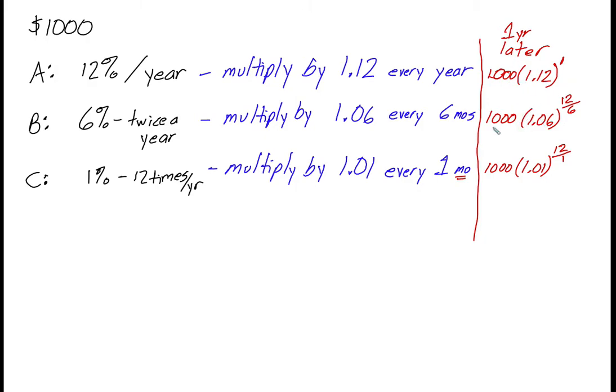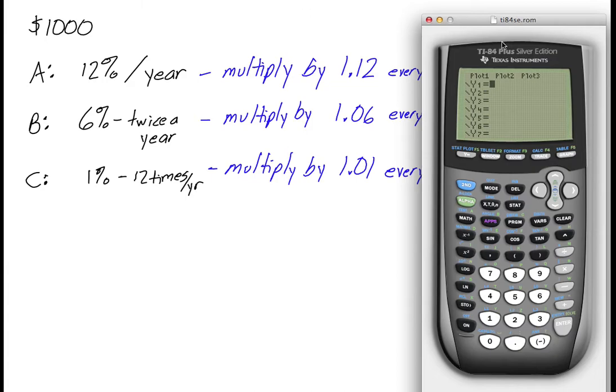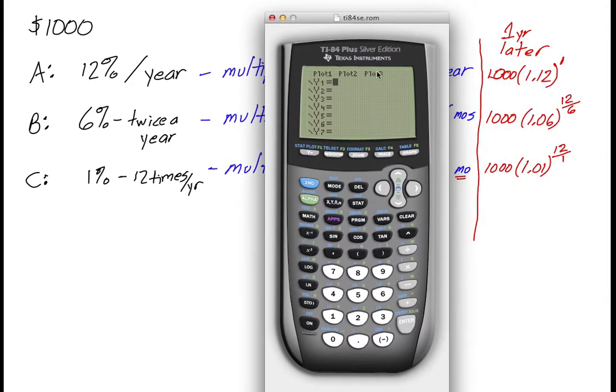Let's see what the answers are in each of these cases. So, for the first one, we've got 1,000 times 1.12 raised to the first power. Now, it's first power, so we know we don't need to do that. We didn't really need a calculator on this one, but it's 1,120. I'll write those on here in just a minute. Let's just have it right there for now.